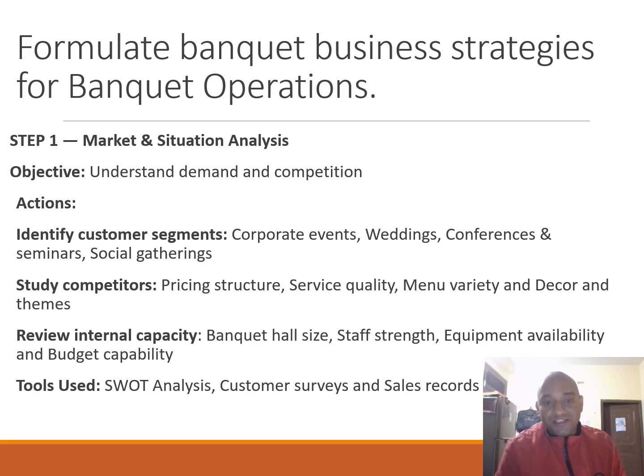Review internal capacity, banquet hall size, whether we can handle the wedding or not. If we have a limited size and we cannot handle the wedding, there is no benefit in taking such bookings. What is the staff strength? When we are reviewing the internal capacity: banquet hall size, staff strength, equipment availability and budget capability. Tools used: we can do SWOT analysis, customer survey, and sales records for that.